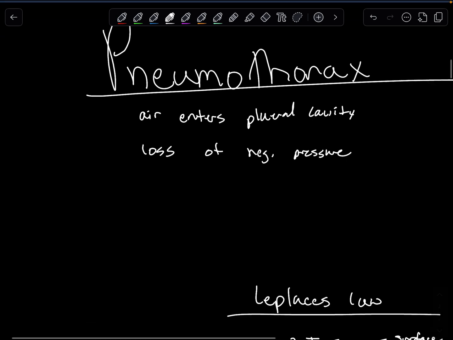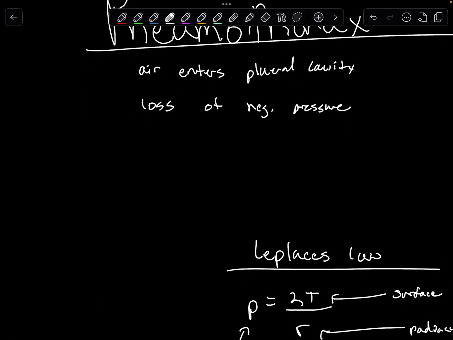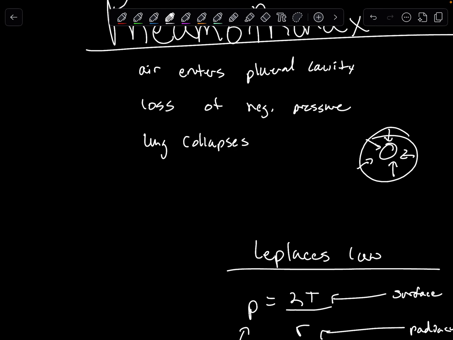Now with the loss of negative pressure, that means the lungs can't go from this to this, right? They can't expand. And so what's going to happen is that you're actually going to have the lung collapsing. So the lung actually collapses without the negative pressure. Okay, so that's a pneumothorax.